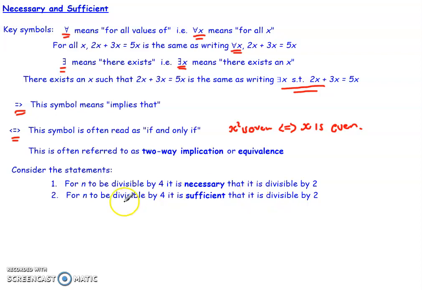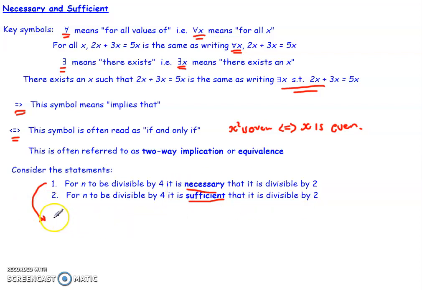Alright, so let's consider these statements here. First statement here, for n to be divisible by 4, it is necessary that it is divisible by 2. For n to be divisible by 4, it is sufficient that it is divisible by 2. Now what that means is if we look at each of these, we can notice the difference between necessary and sufficient. So this first one here, necessary, means it must be. So for something to be divisible by 4, it must be divisible by 2.